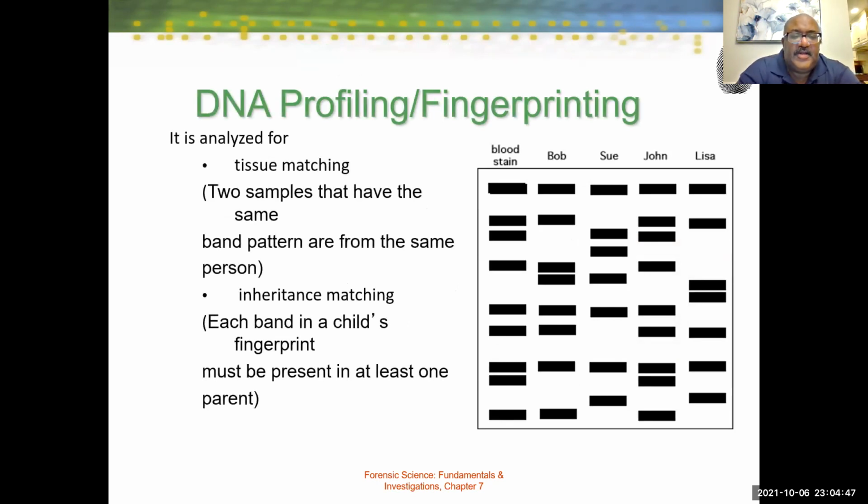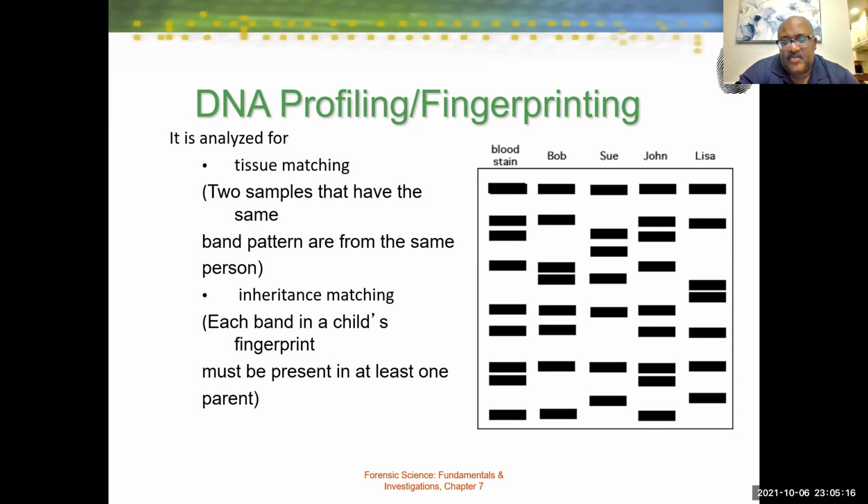Okay, so DNA profiling and fingerprinting: two samples that have the same band pattern are from the same person. Then, to identify a parent and child, a band in a child's DNA fingerprint must be present in one parent. So they must have a band that's common in one parent.